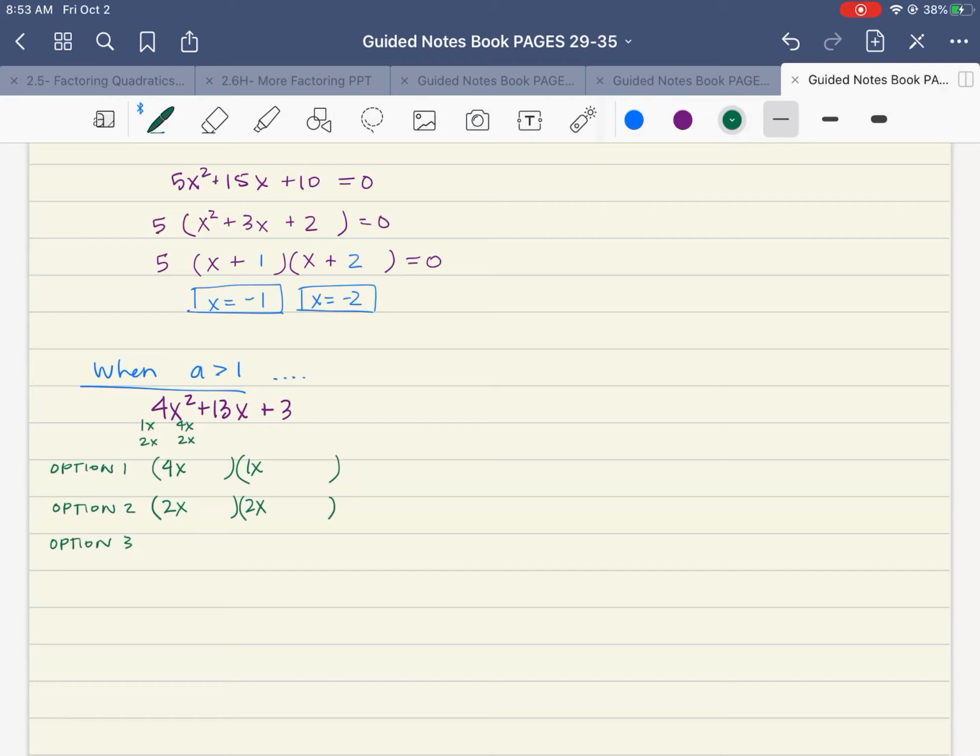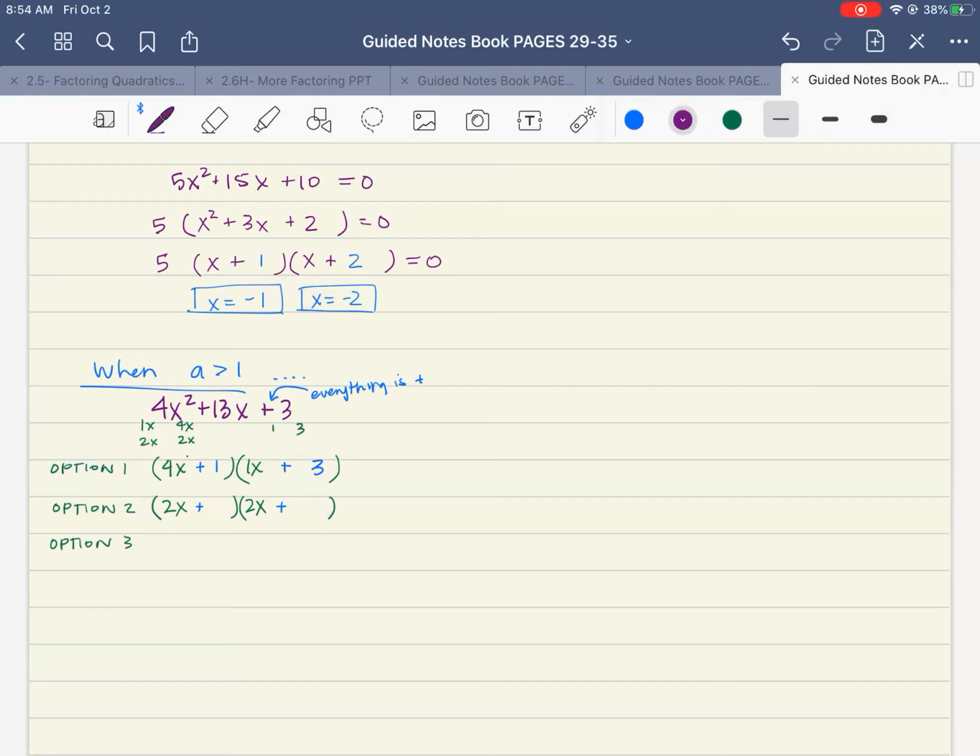I'll show you why. Then we look at our last times last. The middle term can change depending on what the first and last terms are, but last times last always gives us this last number. So factors of 3 would be 1 and 3. Those are the only factors. So think about if we put 1 and 3 in here, and notice this is positive, and so is the other one, so everything is positive. So I could put plus and plus. I know that all of these are going to be positive.